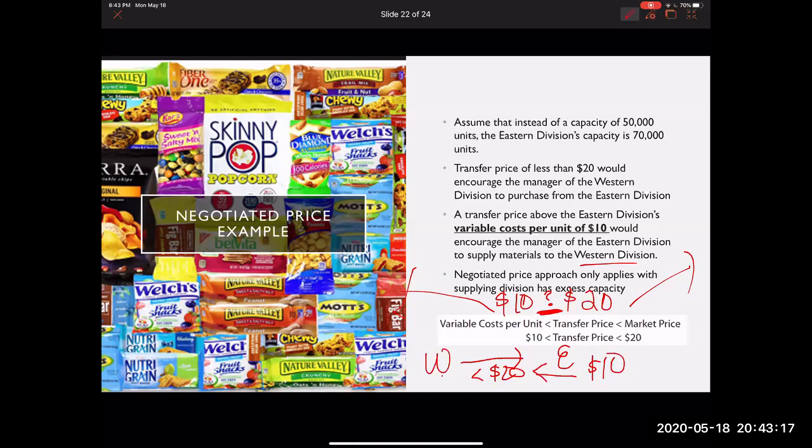It says the negotiated price approach only applies if the supplying division has excess capacity. I've already explained why excess capacity is important. If they don't have the space to supply that additional quantity, then all of this is for naught.